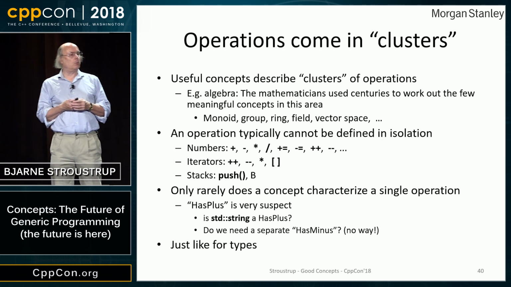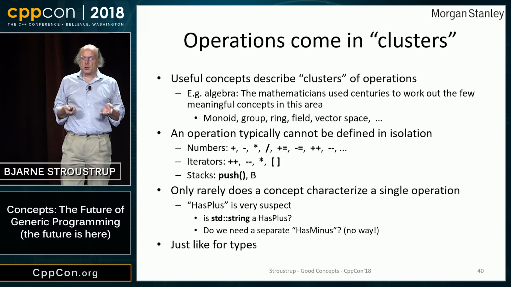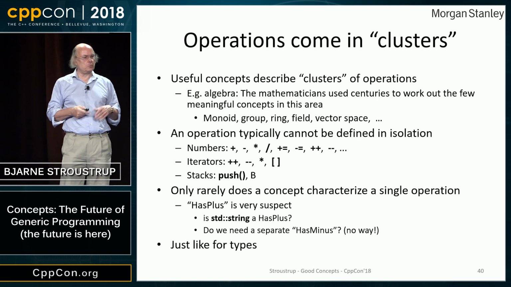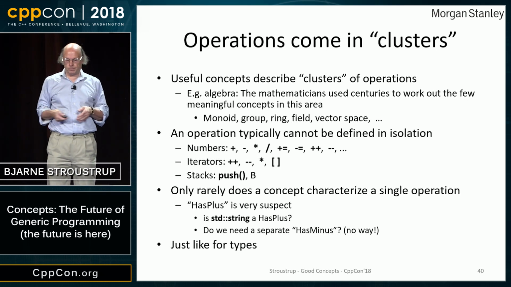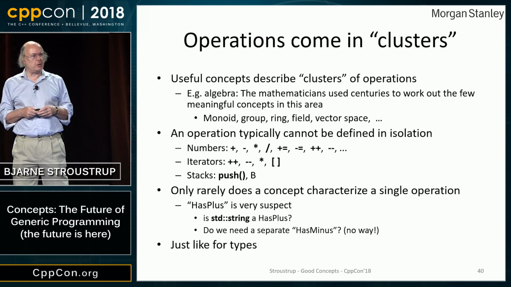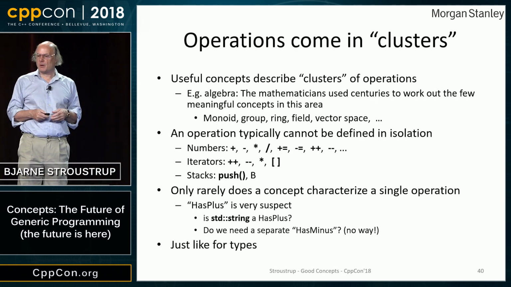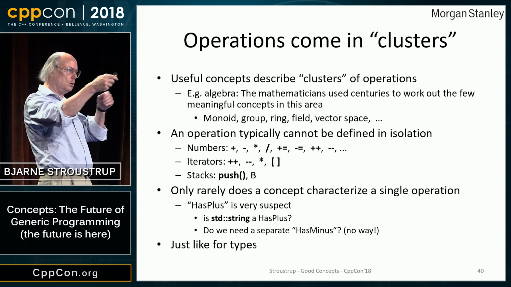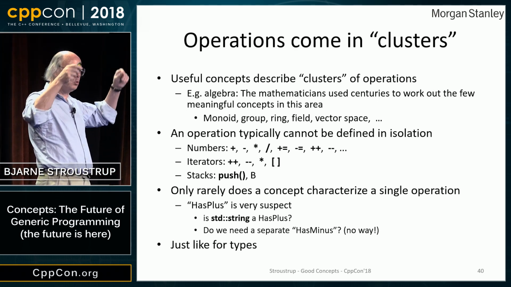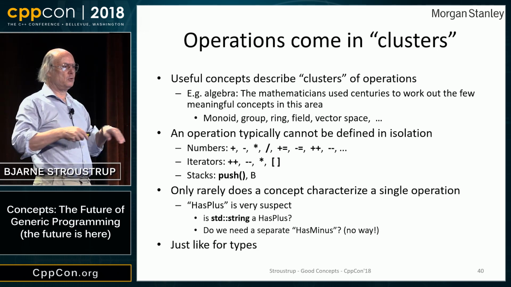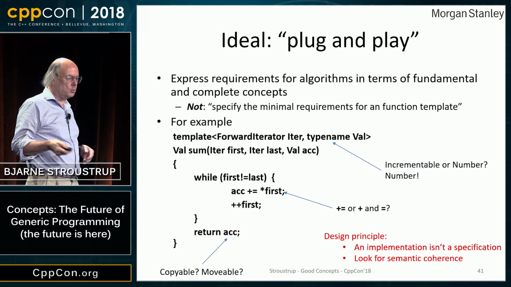So one thing to remember when you define concepts, when you think about concepts, is to describe the concepts for clusters of operations. I mean, plus, minus, multiply, divide, and then you also probably need plus equals, minus equals, plus plus, and such. For stacks you have push and pop, and very rarely does a concept characterize a single operation. Has plus and has minus are very suspect when you see them as concepts, because they don't actually work in lots of places, and they are used for ad hoc combinations of features, and you get a set of operations that doesn't actually interoperate. So you have to think about that.